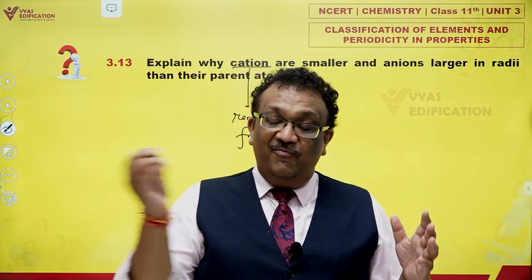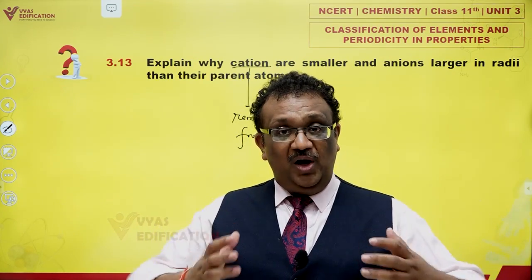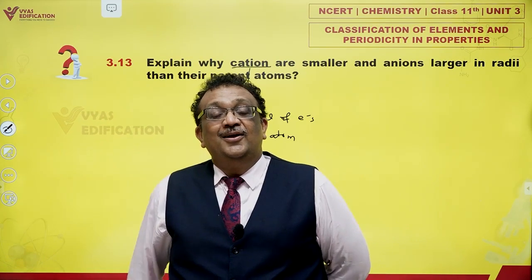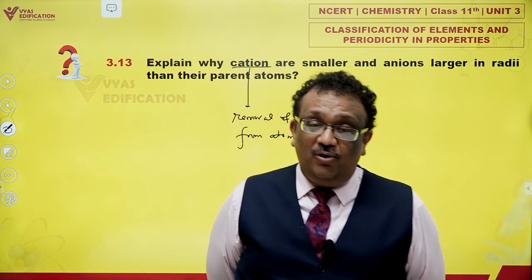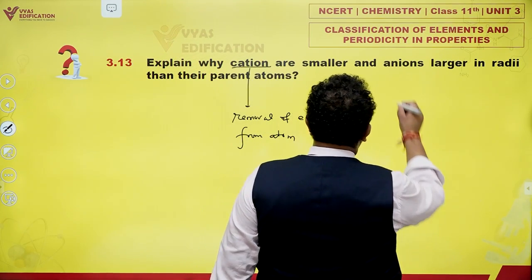See, if we add one or more electrons, then repulsion between electrons themselves in the electron cloud increases. Yes. If they repel more, they try to go away from each other. And if they try to go away from each other, the size of the spherical electronic ball or the atom increases. Due to greater repulsion between electrons, the size of an ion increases.